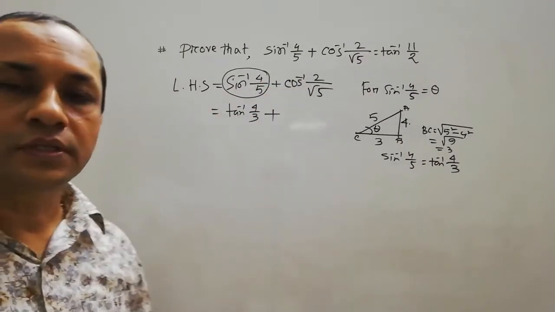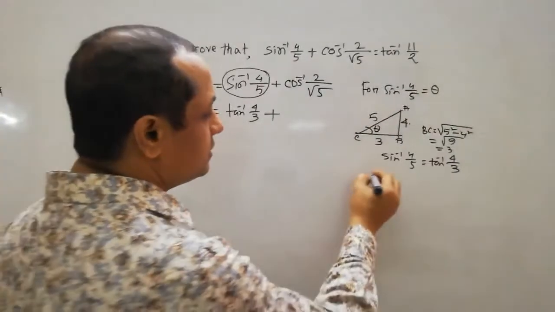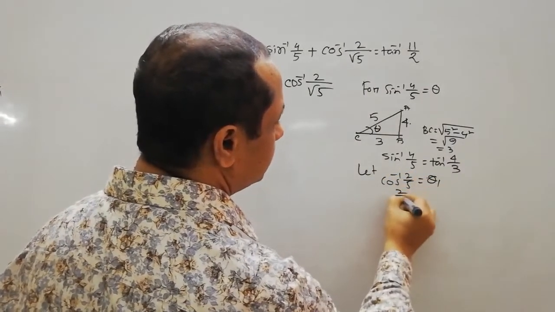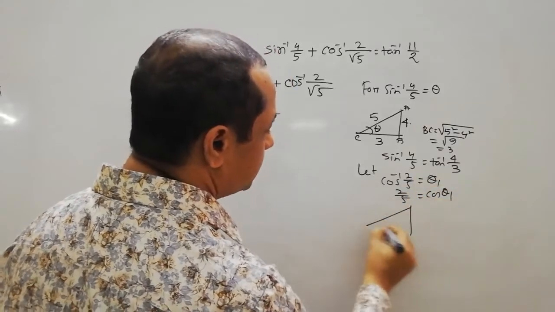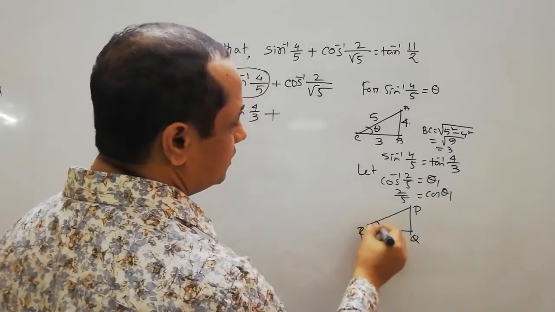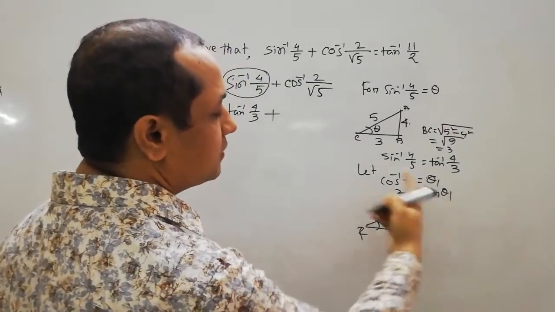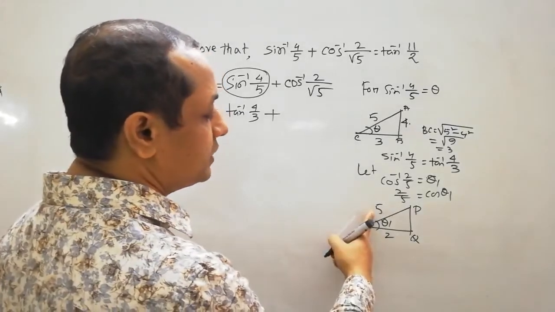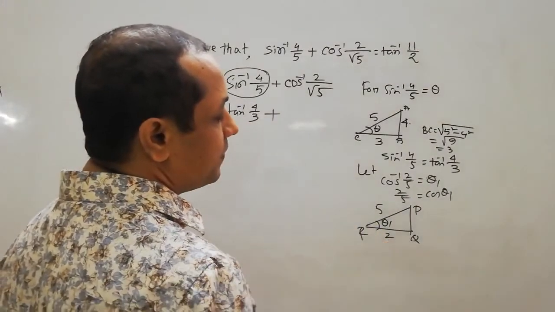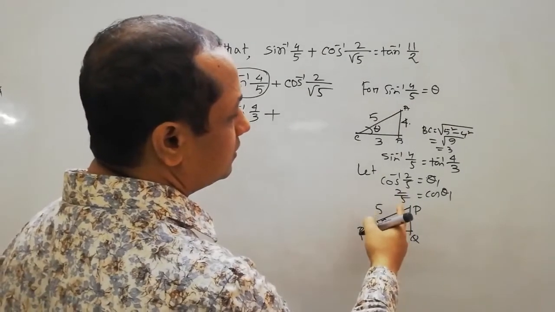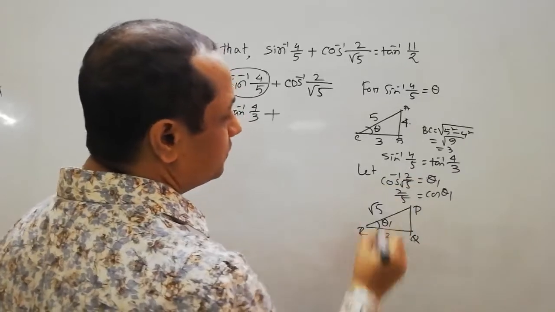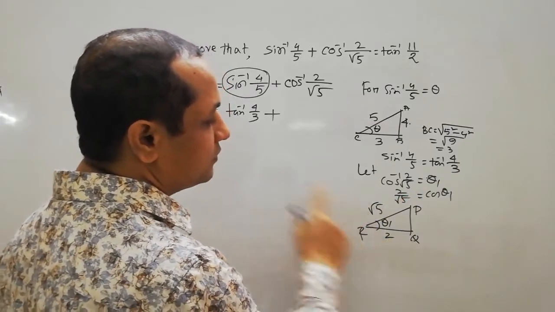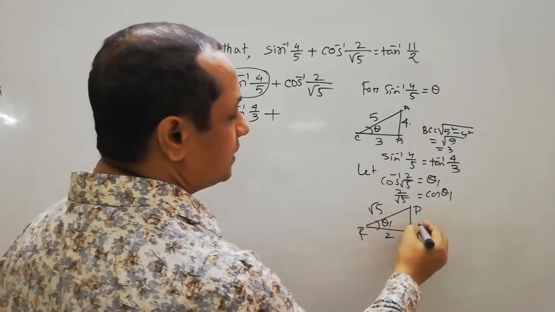Similarly, cos inverse converts to tan inverse. Again, let cos inverse 2 by root 5 equal theta 1. So 2 by root 5 equals cos theta 1. So, student, here is another right angle triangle, where cos theta 1 equals base by hypotenuse. Now using the Pythagoras theorem, 5 minus 4 equals 1. So base by hypotenuse, where base is 2 and hypotenuse is root 5.